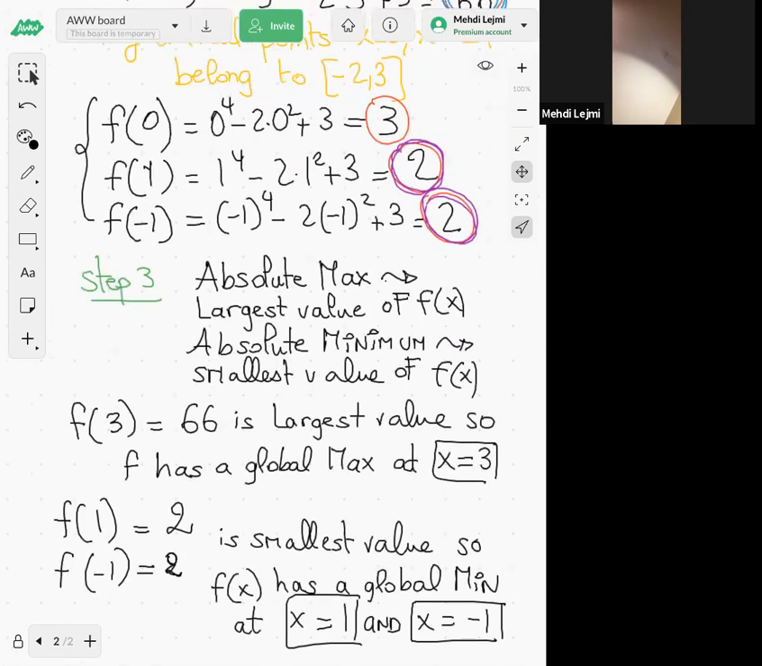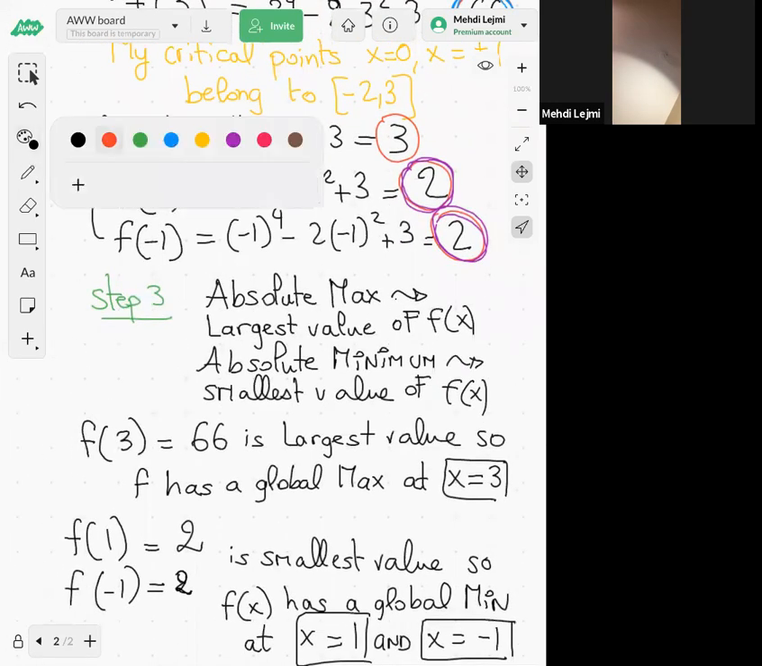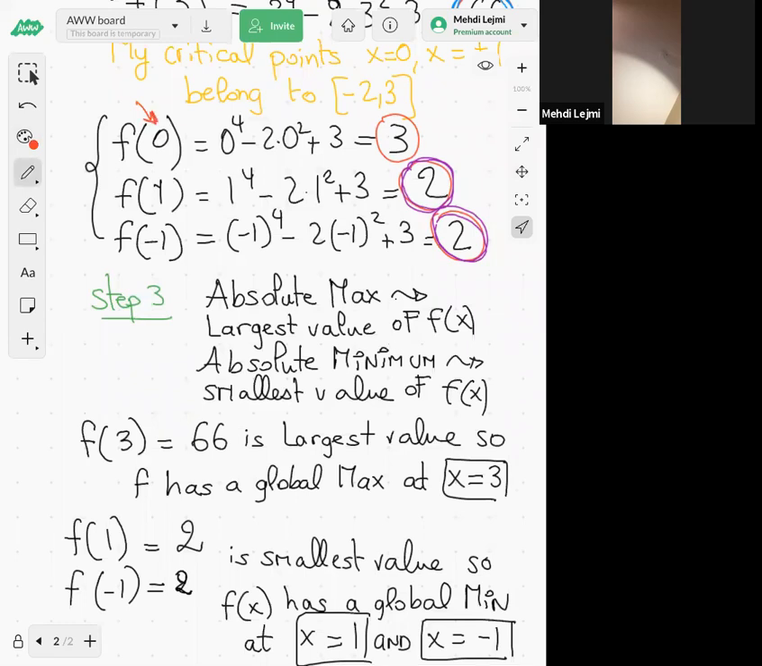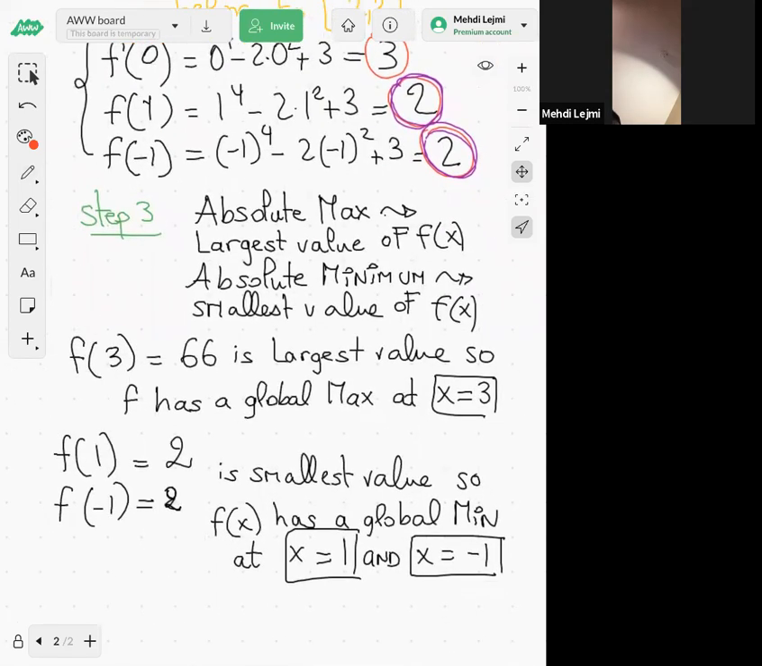So here you see, guys, for example, 0 is a critical point, a critical number. f prime of 0 is 0. However, f of 0 is neither a global maximum nor a global minimum, right? So again, it's not because the derivative of your function vanishes at the critical point that the critical point would be a global maximum or global minimum. Anyway, any questions, guys?